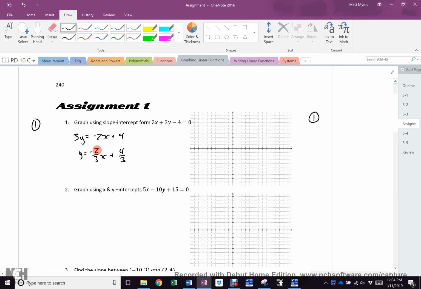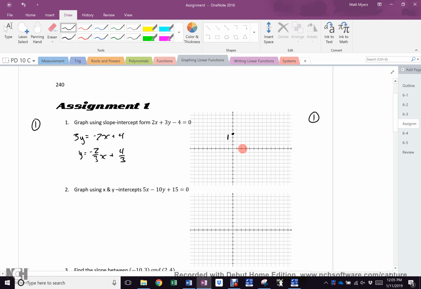Tell me why that is scary to graph. It's got a fraction. So how do we fix it? Change the scale. 1, 2, 3. There is 1. So 4/3 is right there.